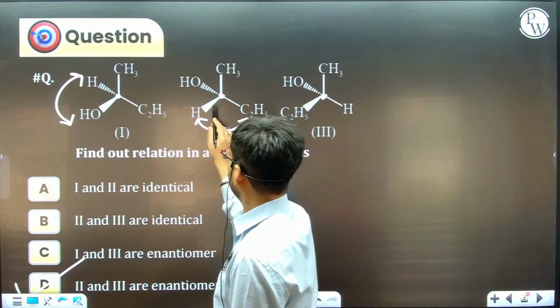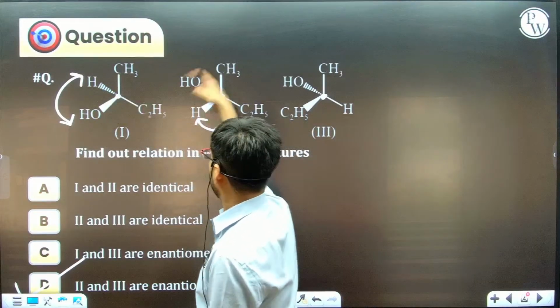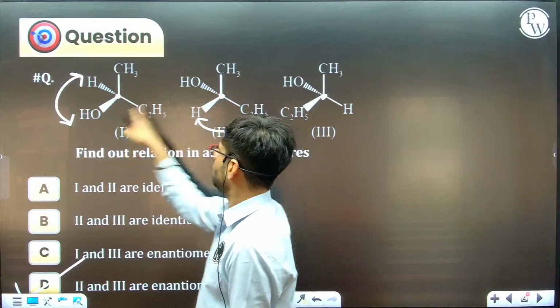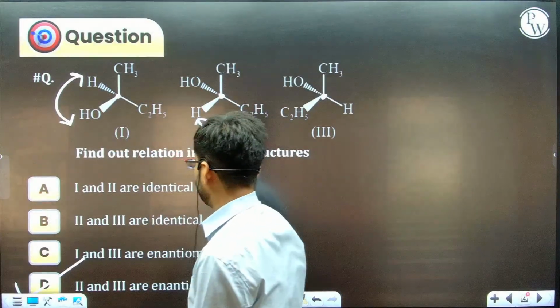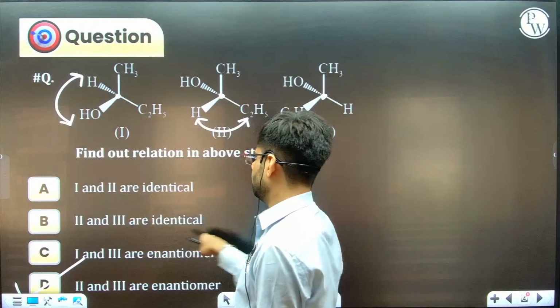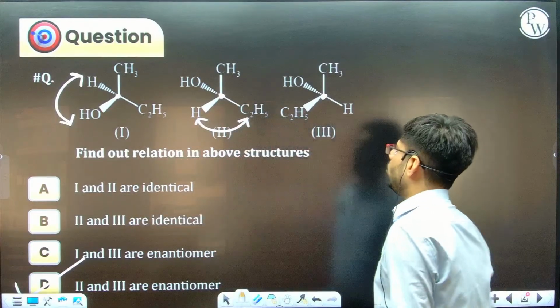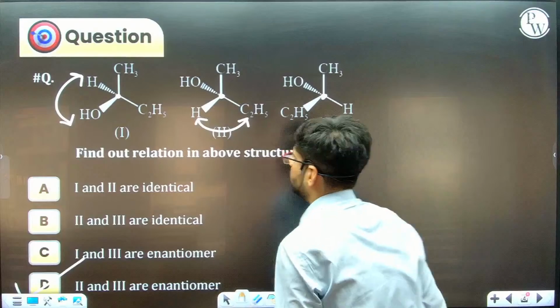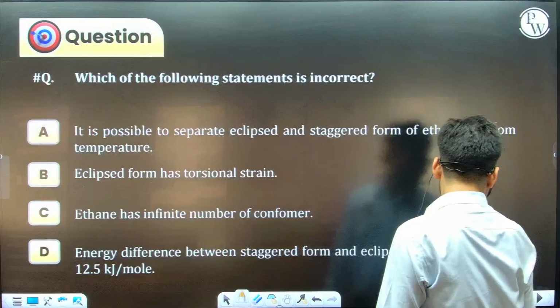Look at 2. H has come here, OH has gone there. So 1 and 2 are enantiomers of each other. But there is no such option. 2 and 3 are enantiomers. Already we have discussed it. So the correct answer is D.